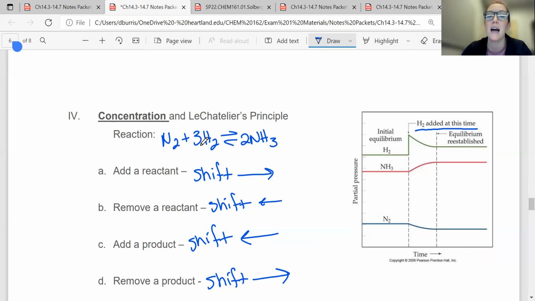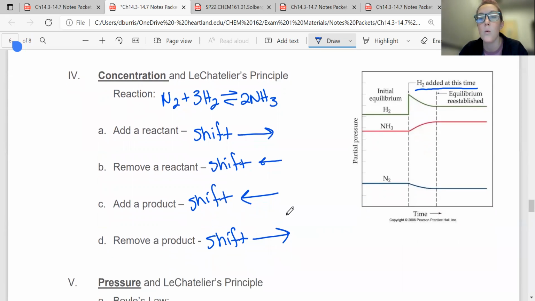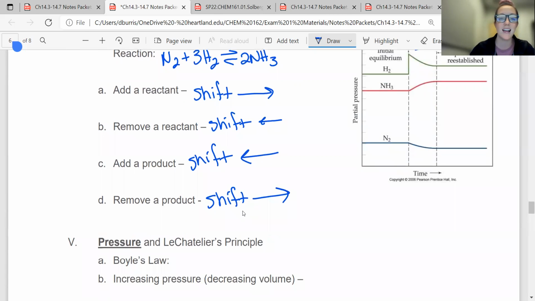So what happened when I added in H2? Well, it went forward to produce more NH3 and it used up some of the N2 and H2, right? So if you add something, it's going to shift away. And if you take something out, it is going to shift toward. So that's kind of how the whole principle works, okay?